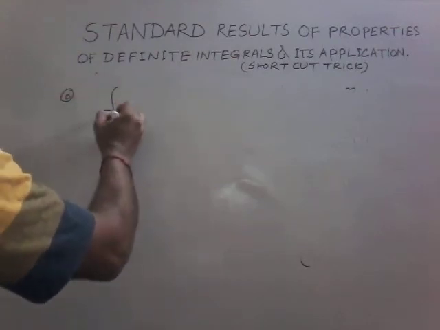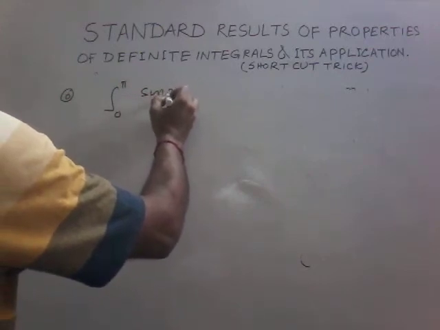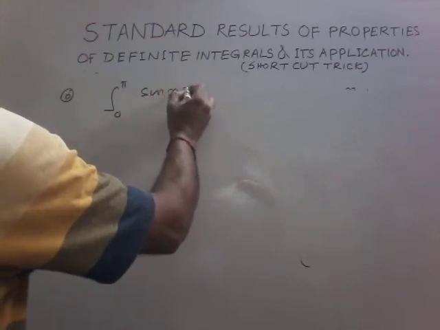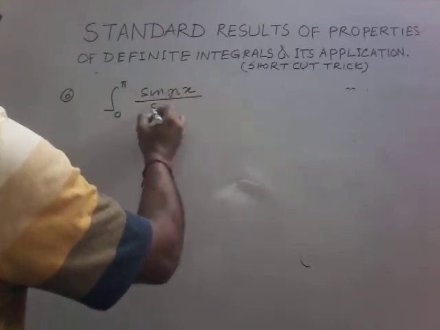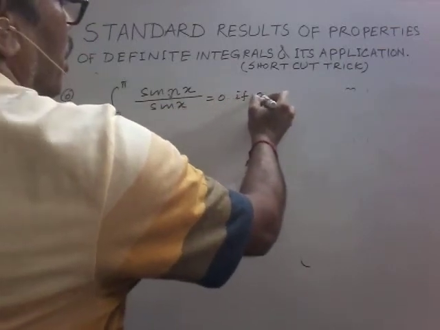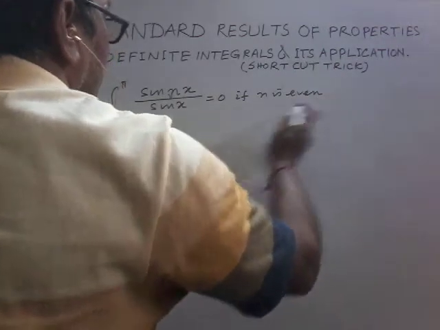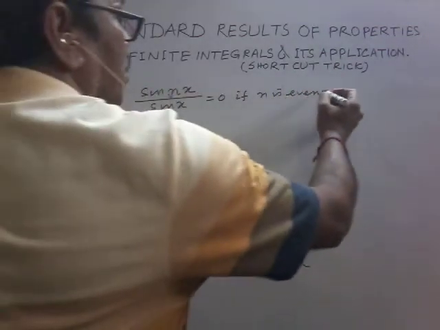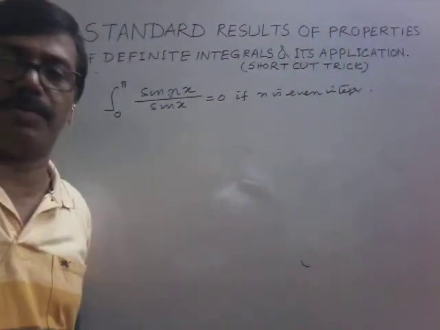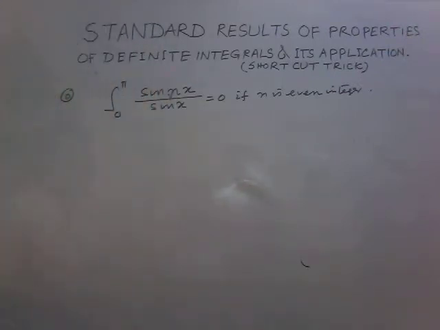So integral 0 to pi of sin nx by sin x equals 0 if n is even, if n is even integer. So applications.